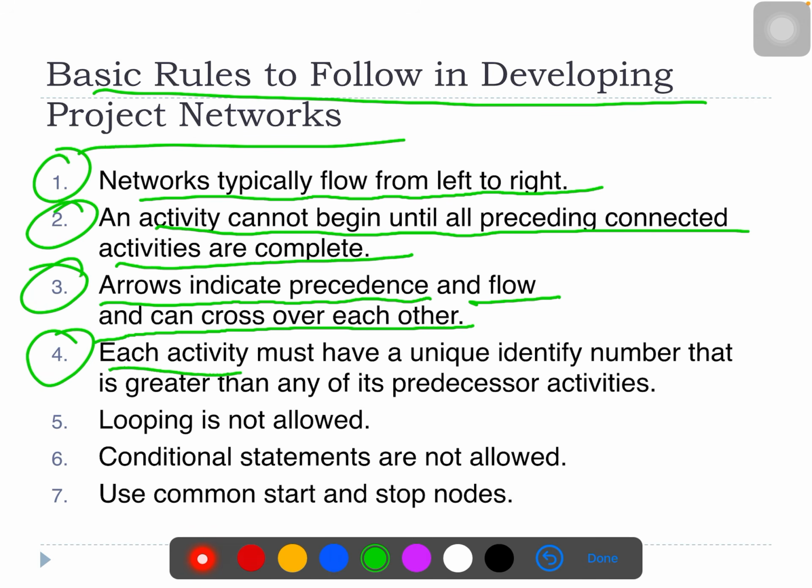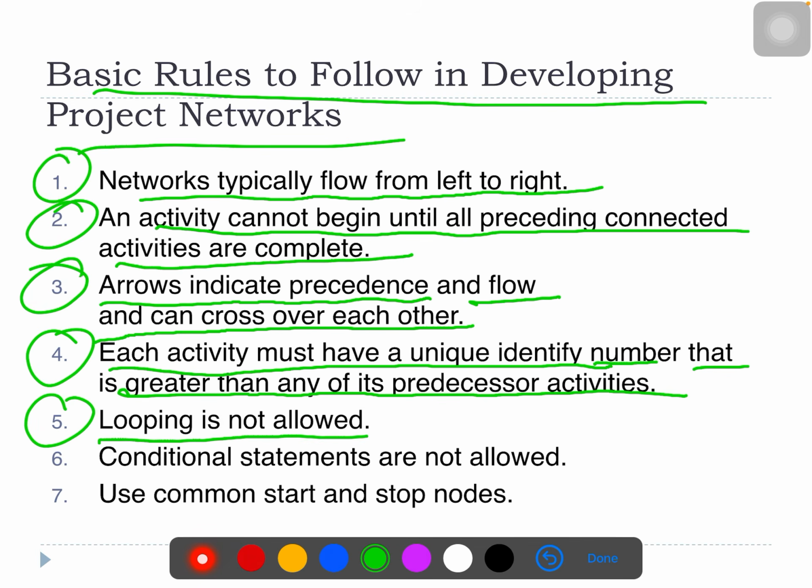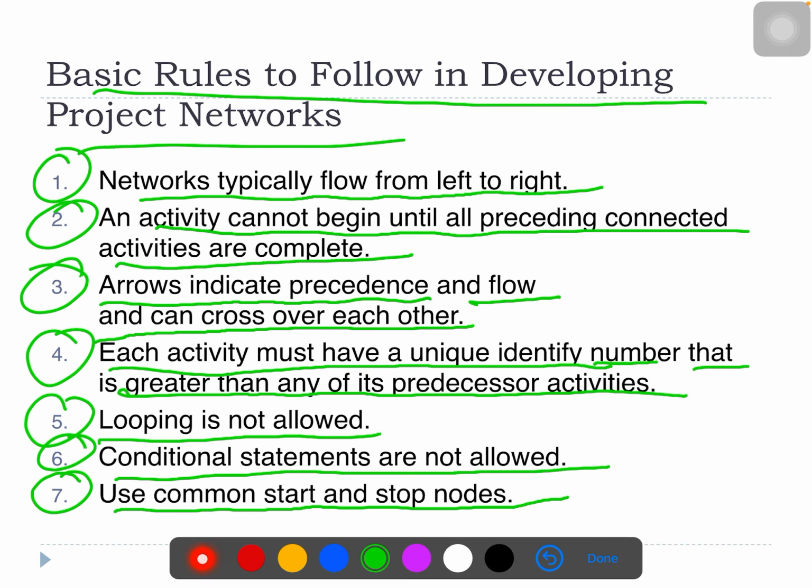Number 4, each activity must have a unique identifying number that is greater than any of its predecessor activities. Number 5, looping is not allowed. Number 6, conditional statements are not allowed. And number 7, use common start and stop nodes.